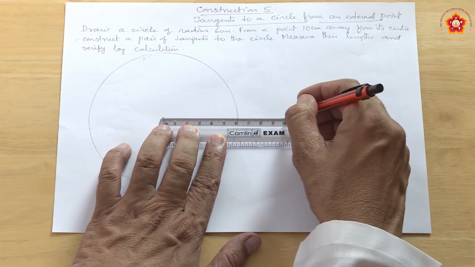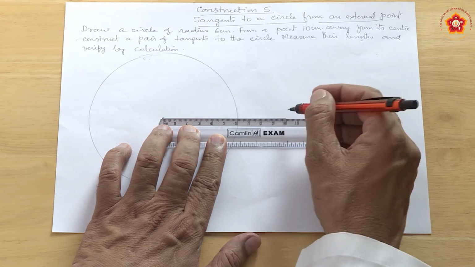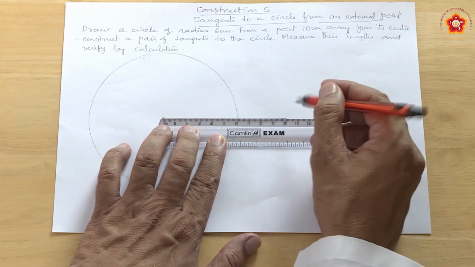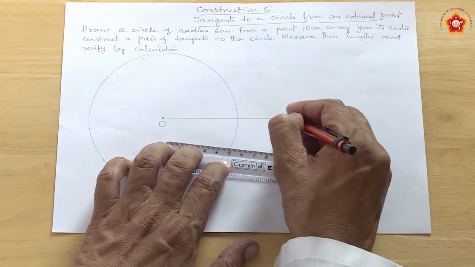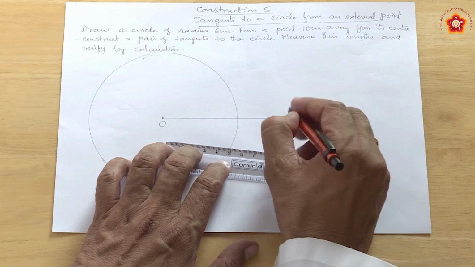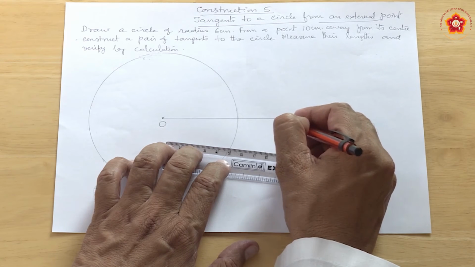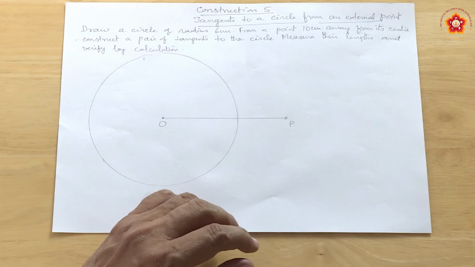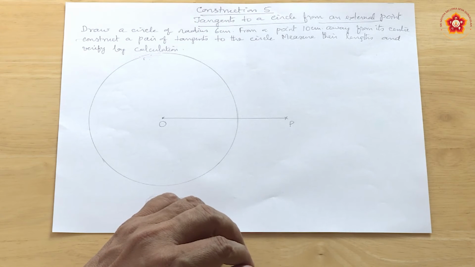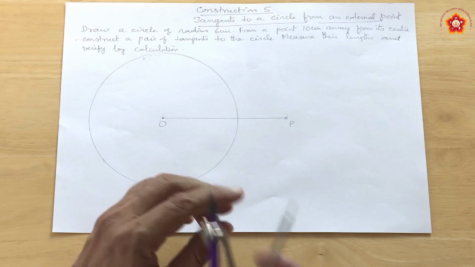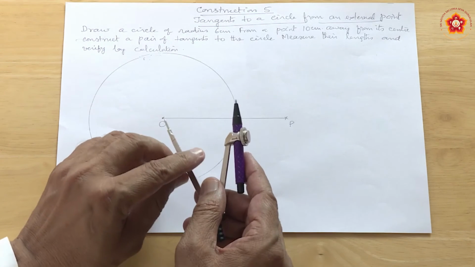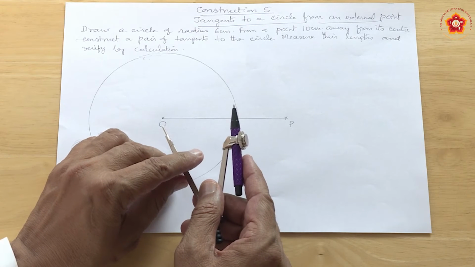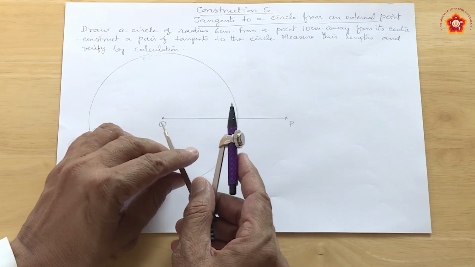How many centimeters? 10, okay. So mark it, call it by name, say P, any name you can give. Now have you done it, all of you? Very good. You have studied in class 9th about drawing a perpendicular bisector for a given line.